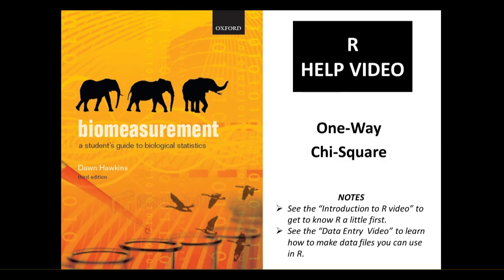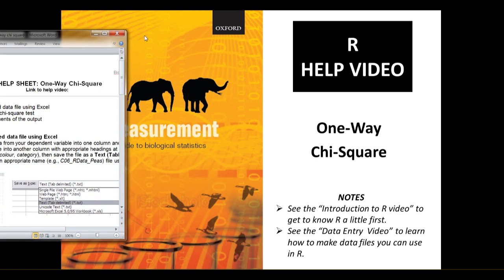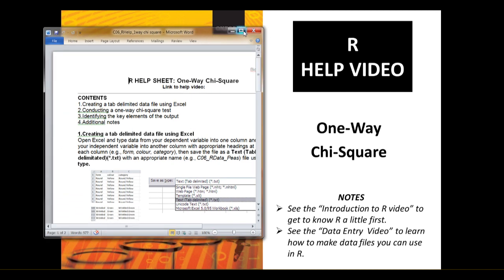Hello, in this video I'm going to show you how to do a one-way chi-squared using R, and we're going to take the example data from Ps from chapter 6 described in the book. You'll either have to download the example data file from the online resource centre or create your own data file, and you can follow the instructions in the help sheet on how to do that.